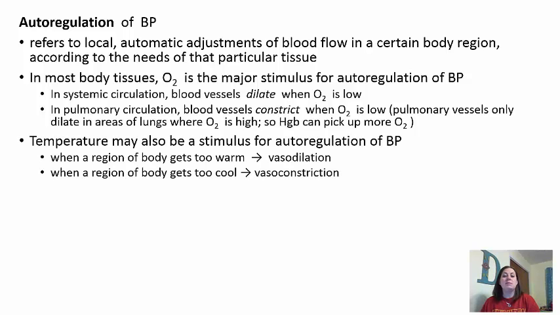Temperature may also be a stimulus for autoregulation and blood pressure. When a region of the body gets too warm, we see vasodilation take place, so the blood vessels dilate so that they can release the heat and get rid of that excessive heat. On the other hand, when a region of the body gets too cold, you see vasoconstriction, and it pulls the blood away from that area in order to hold it to the more vital organs. Okay, and we see this when you get too hot, when you're exercising or things like that, your skin will get flushed. You will radiate heat off, and that's what's happening there.